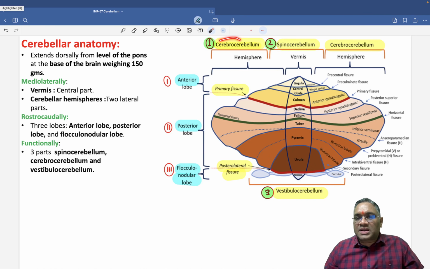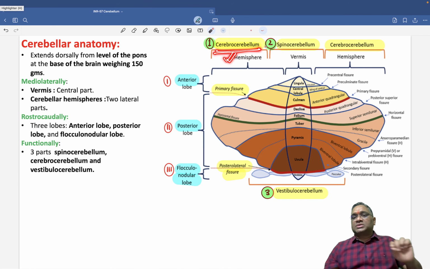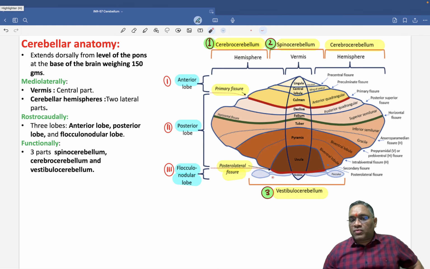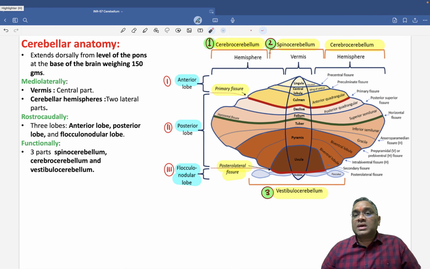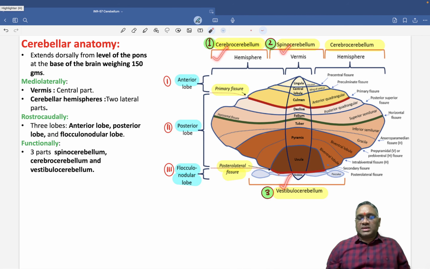And then the lateral part is called cerebrocerebellum. What we have learned is that the lateral hemisphere is now called cerebrocerebellum. And in the end, what we are seeing here is the flocculonodular lobe. So this flocculonodular lobe we are calling vestibulocerebellum. So these are the three functional parts of the cerebellum: spinocerebellum, cerebrocerebellum, and vestibulocerebellum.